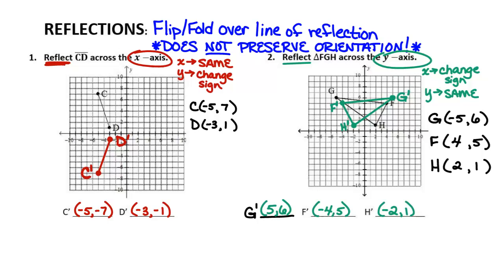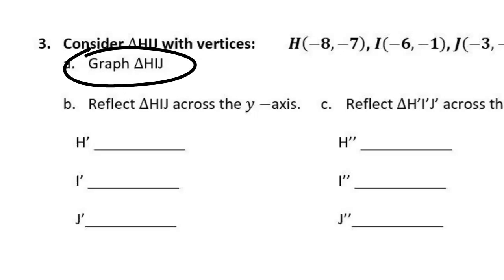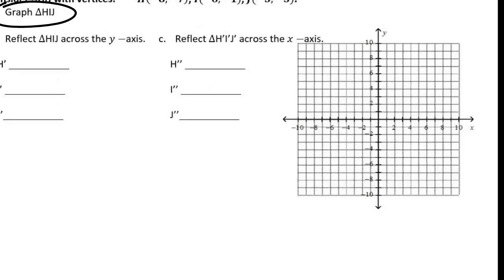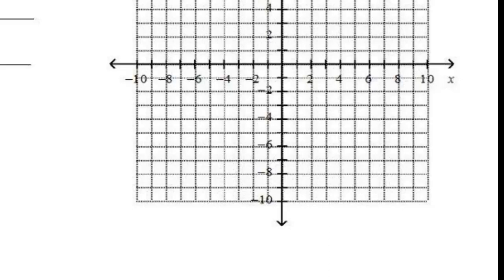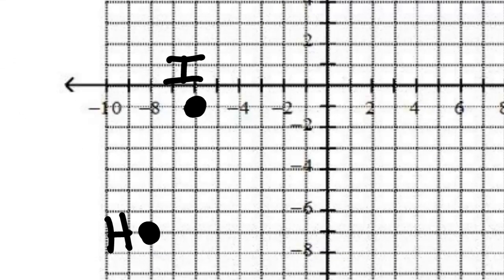Number 3, first thing that we need to do on number 3 is to graph the triangle that they are describing here. So we're going to graph triangle HIJ. H is at -8, -7, right down here. I is at -6, -1, right here. And J is at -3, -5, right down here. Grab my straight edge and draw in triangle HIJ.